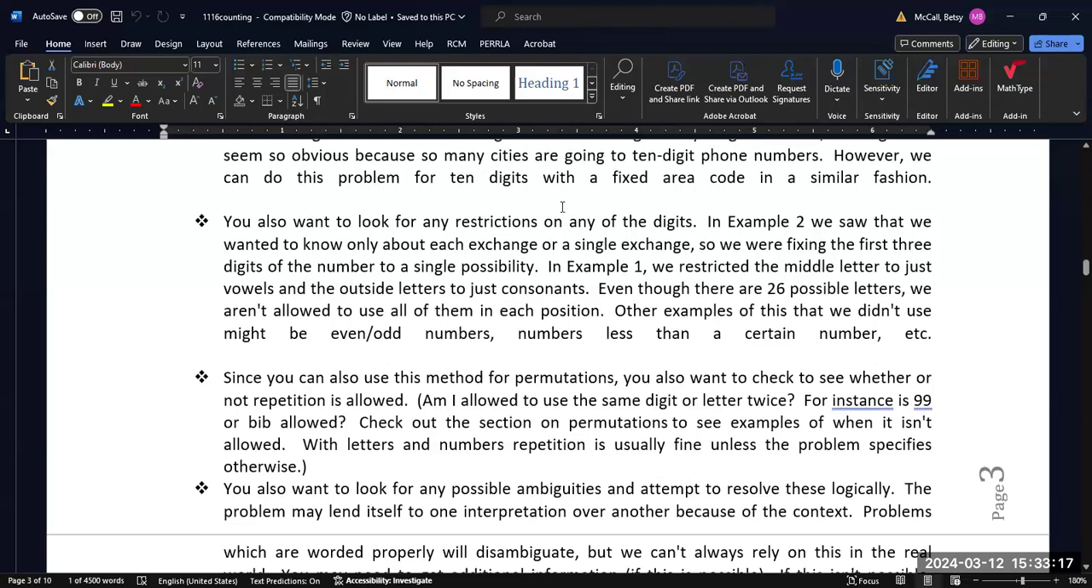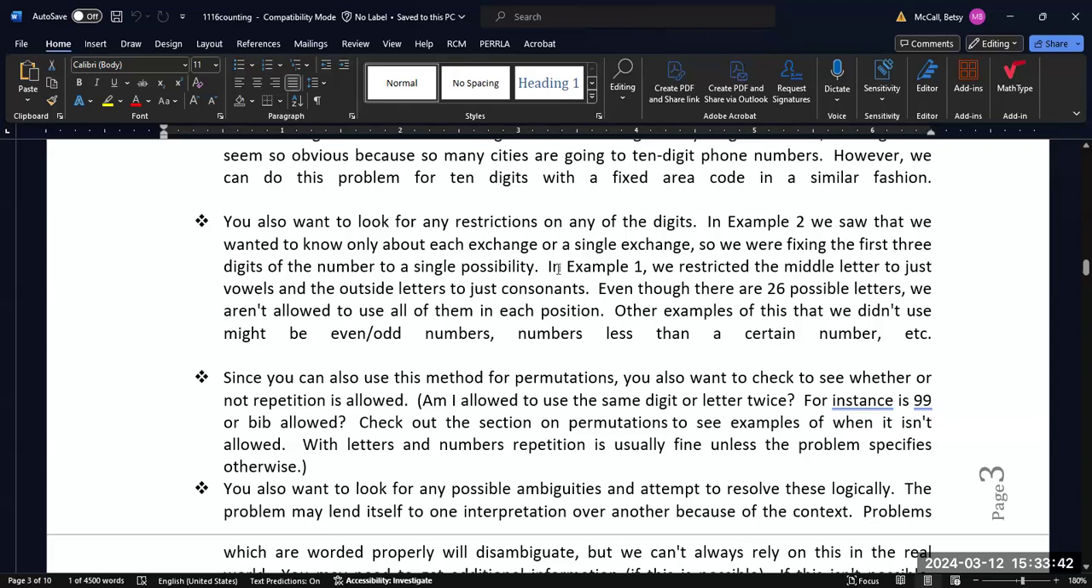But you can do similar problems with a fixed area code. You would then have the first 3 digits out of 10 be the area code, and then the remaining 7 digits would be the telephone number inside that area code. You would still need to take into account the fact that the exchanges don't start with 0 or 1.